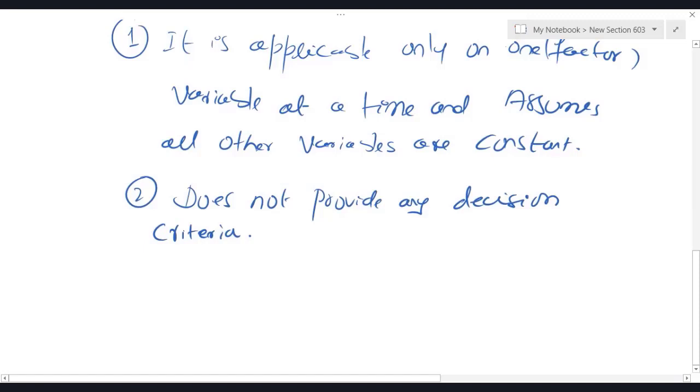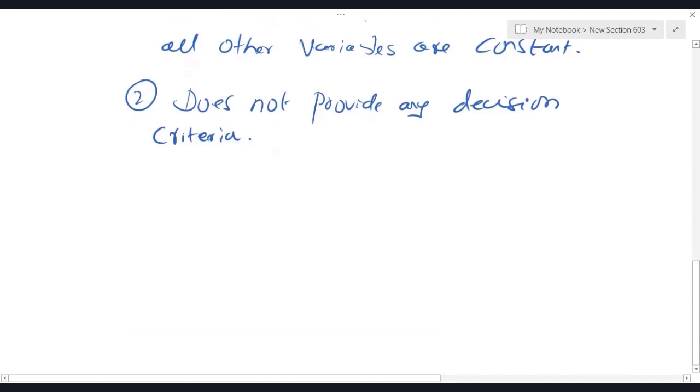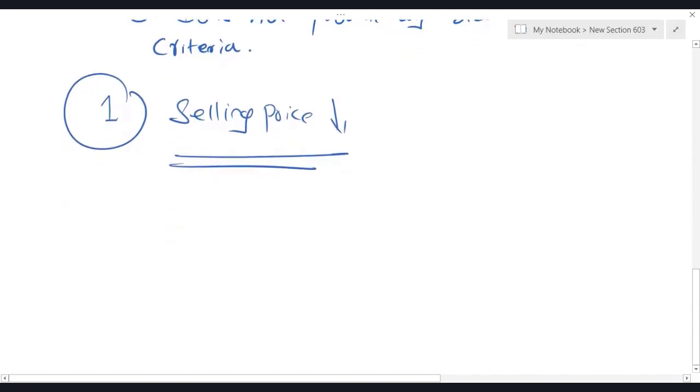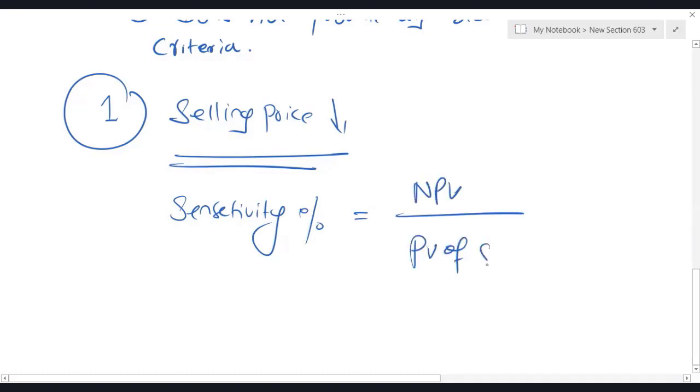Now let us discuss how do we actually apply sensitivity analysis. As I mentioned just right now, it is applicable at a time only on one variable and assumes all other variables are constant. For example, if I'm applying sensitivity analysis on selling price, definitely if the selling price reduces, then NPV will become 0. Reduction in the selling price is an adverse event. How do we apply sensitivity? It's very simple. Sensitivity percentage is equal to NPV divided by present value of sales into 100. So you get the percentage.